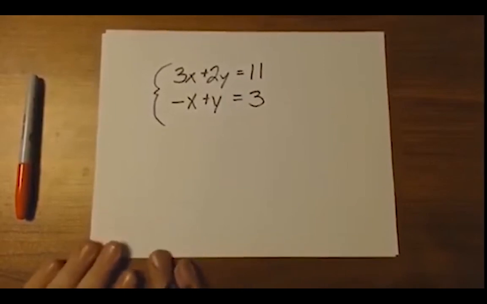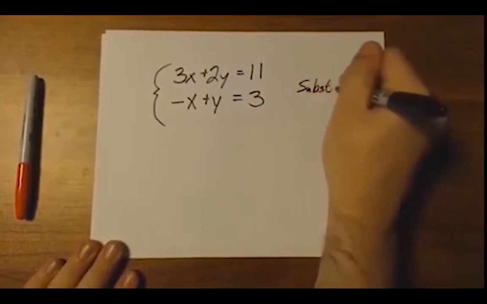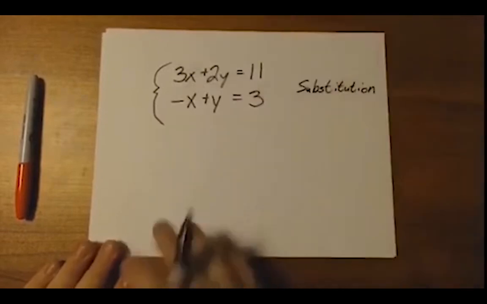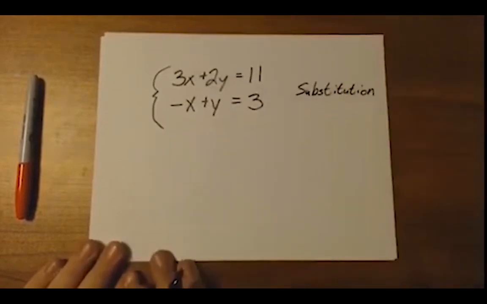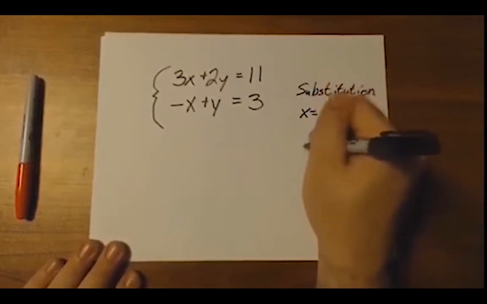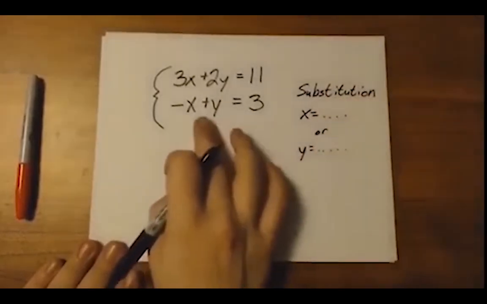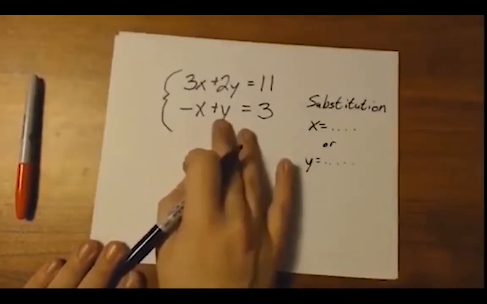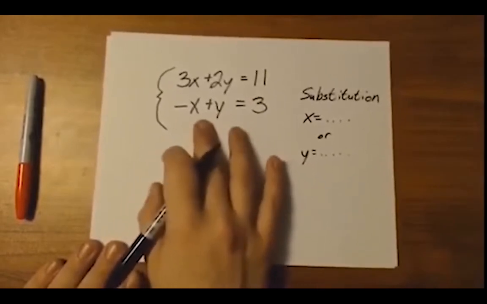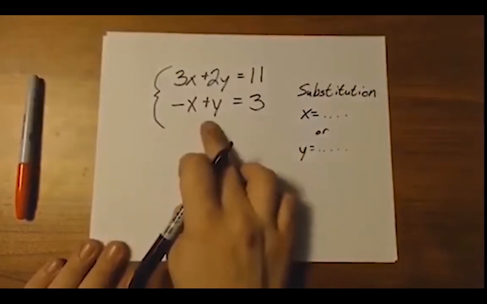So substitution is exactly what it sounds like. We're going to take something and substitute it somewhere else. We either want to get x equals something or y equals something. This is a good one for substitution because here we have an equation where the x and the y are by themselves. It would be really easy to solve for one. In fact, here's our positive y.